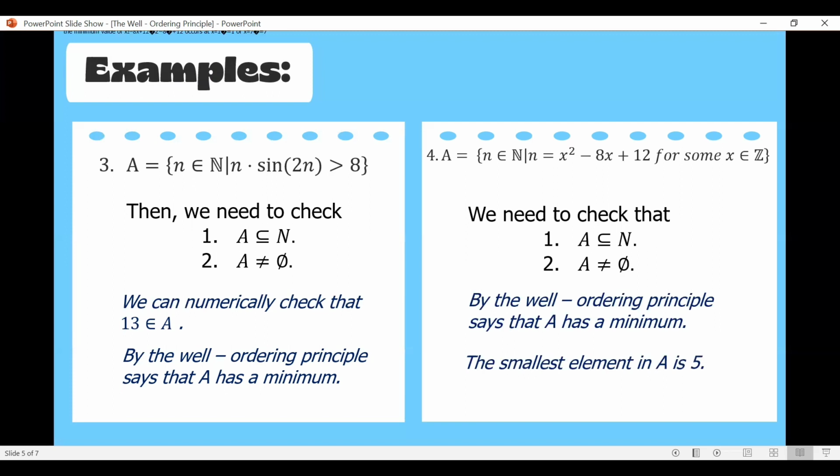So that's all about the well-ordering principle. Again, we need to check if the given set is a subset of natural numbers, and second, if the given set is not empty.